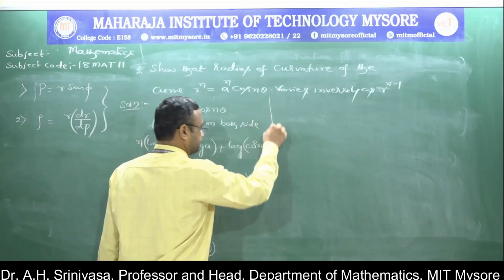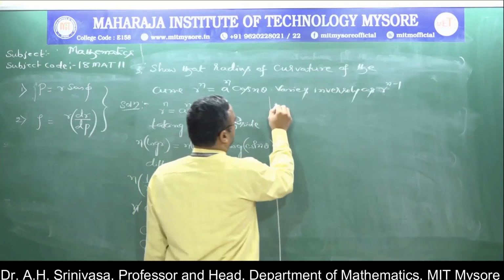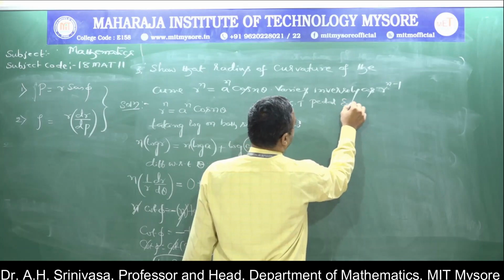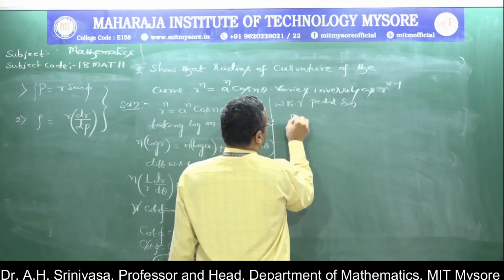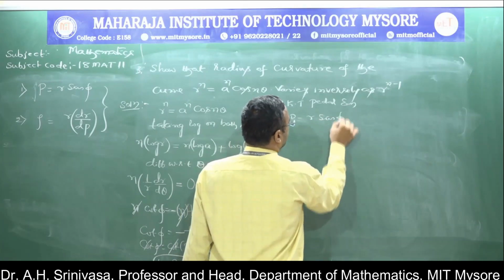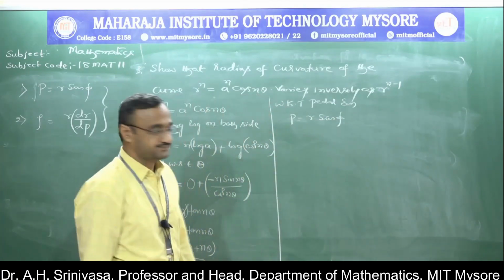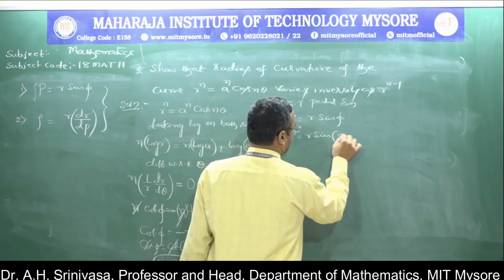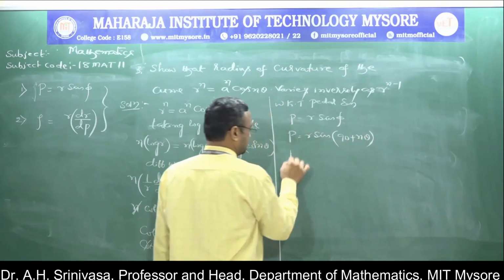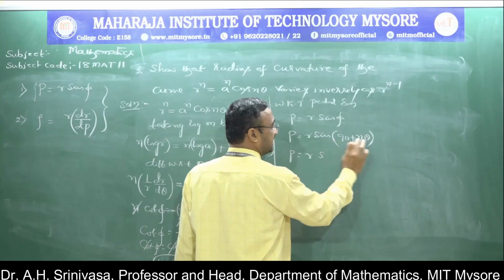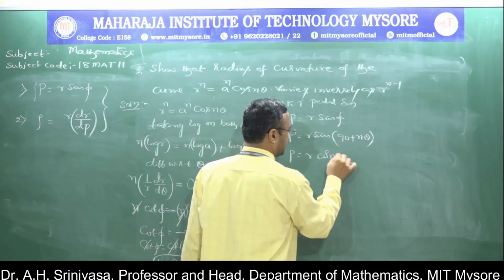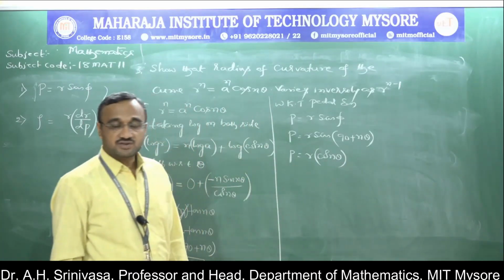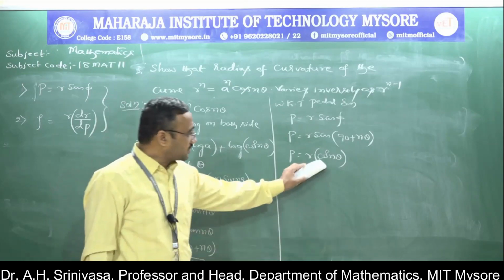Now use your pedal equation. We know that the pedal equation is p = r sin phi. Then put it here now. p = r sin(90 + nθ), and sin(90 + nθ) becomes cos nθ. Okay. So now go to elimination. The pedal equation should contain only p and r. We don't want cos nθ.